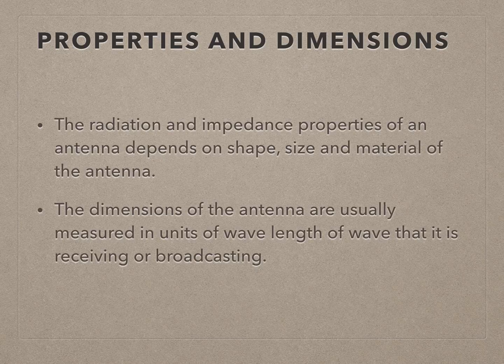Properties and dimensions of antennas. The radiation and impedance properties of an antenna depend on the shape, size, and material of the antenna. Dimensions of the antenna are usually measured in units of the wavelength of the wave that it is receiving or broadcasting. In that sense, a 1 meter long antenna transmitting a 2 meter long wavelength is similar to a 1 centimeter long antenna broadcasting a 2 centimeter wavelength wave.